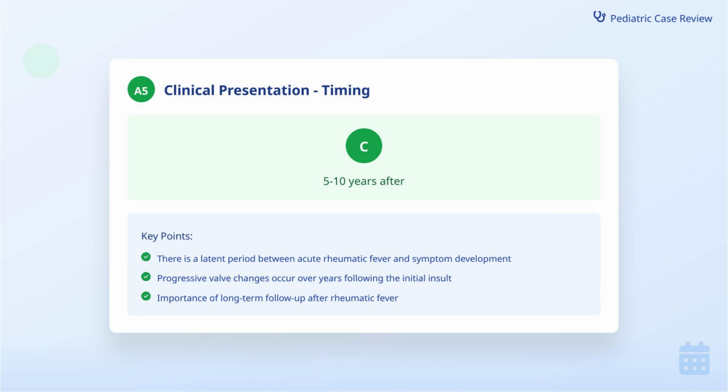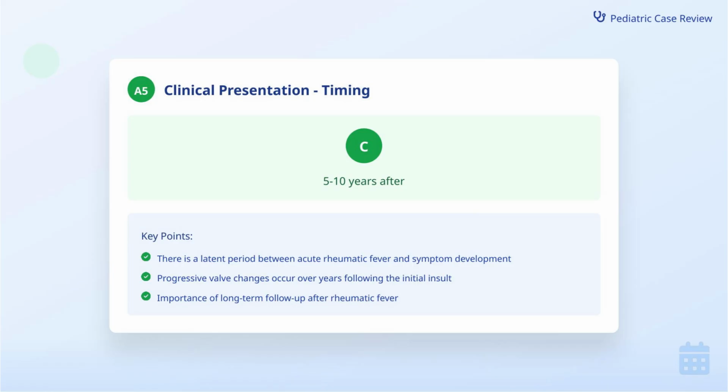The correct answer is C, 5 to 10 years after. There is typically a latent period between the acute rheumatic fever episode and the development of symptomatic mitral stenosis. This latent period usually ranges from 5 to 10 years, during which progressive valve damage occurs. Option A is incorrect because symptoms do not appear immediately after the acute episode. Option B, 1 to 3 months, is too short for significant valve damage to occur.